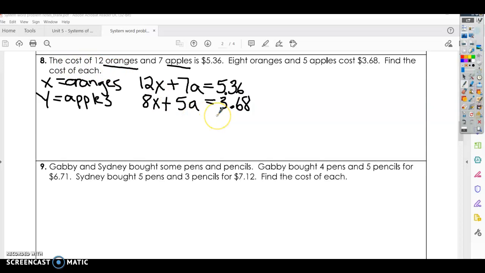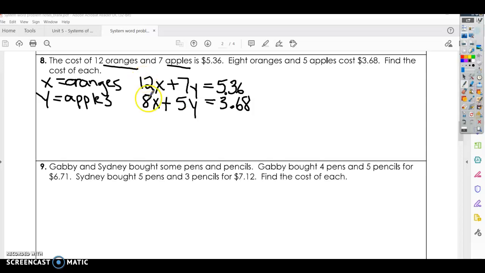So in this case, well, I put A instead of Y, but apples are my Y. So let's go back and put a Y here. You can use O's and A's. O's would look like a 0, so that'd be kind of confusing, but you can use different letters there. It doesn't matter. All right, so X's and Y's. X's are oranges, Y's are apples. All right, so find the cost of each.